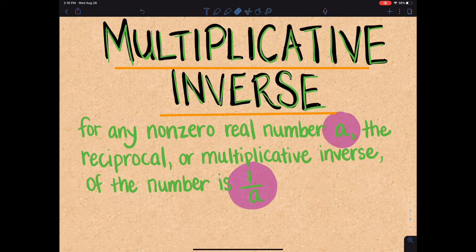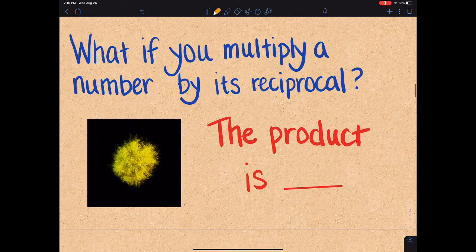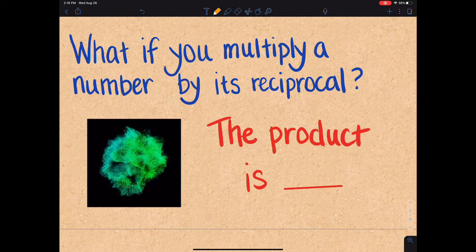For any non-zero real number, a, so they're basically pointing out the number, they're just going to call it a with that symbol, okay? The reciprocal, or the multiplicative inverse of the number, is 1 over a. All right, I think you get that. And then what happens if you multiply a number by its reciprocal?